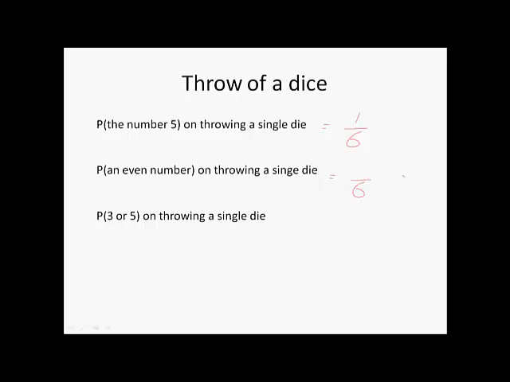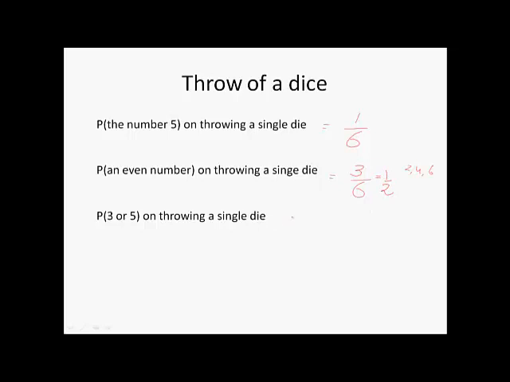Out of the numbers 1 to 6, the numbers 2, 4 and 6 satisfy the condition, and the count of 2, 4 and 6 is 3. So 3 numbers out of 6 will help me satisfy the condition, and hence the answer is 3 by 6, reduced to 1 by 2.